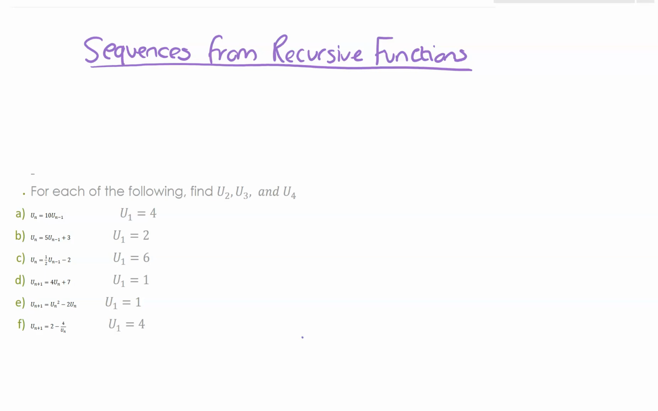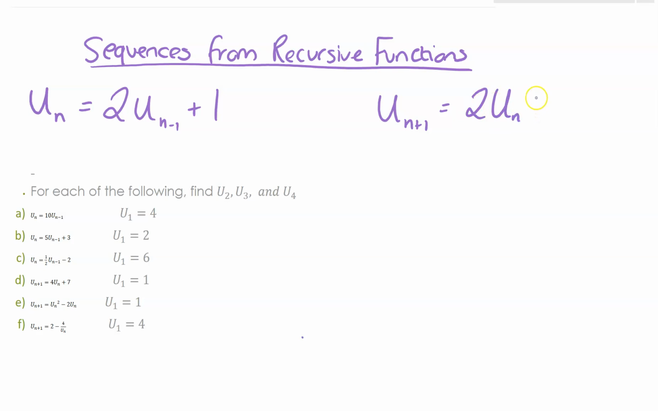You can see underneath in these questions down here they've all got U's. So U n is, I don't know, it might be 2U n minus 1 plus 1, something like that. Or they could write it as U n plus 1 is equal to 2U n plus 1. They are exactly the same thing.